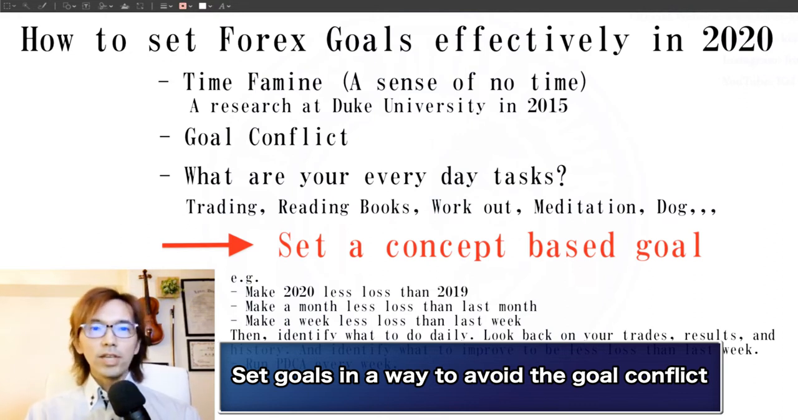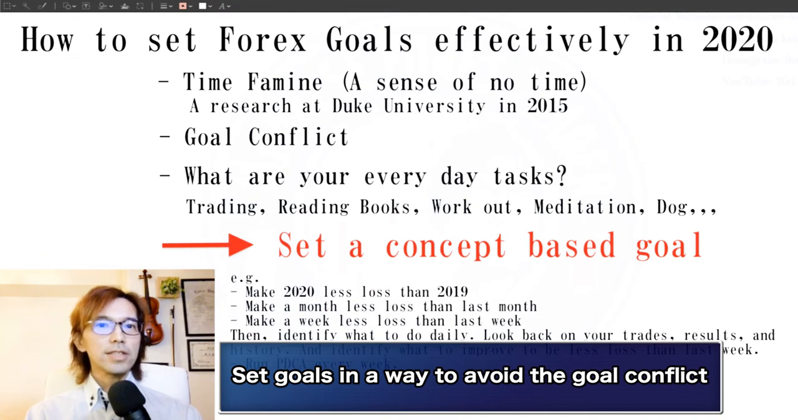It's also called time pollution. I forgot which university said it, but there's a word, it's called time pollution. When you have multiple tasks to do in a day, the more tasks you have, the more it creates and increases the conflict among the tasks. And that will lead you to time pollution and time conflict. And eventually you will get stressed out by those tasks and the sense of no time, right?